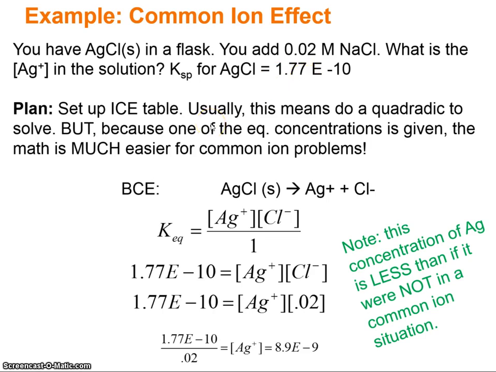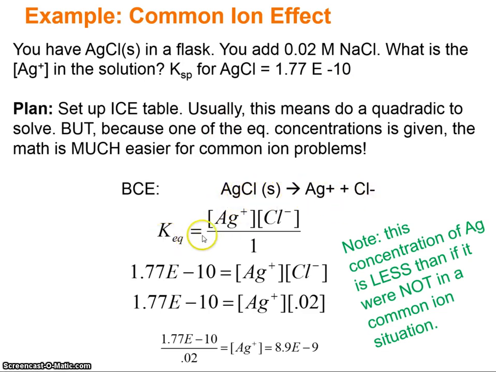Our plan is we'll set up an ice table because it's a regular old equilibrium problem. Usually that means we've got to do a quadratic to solve, but in this case, because the concentration of one of the things is given and it's so much higher, it makes the math a lot easier. So our balanced chemical equation is AgCl solid goes to Ag plus and Cl minus.